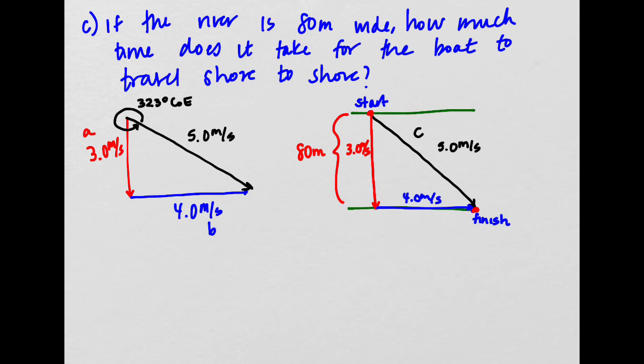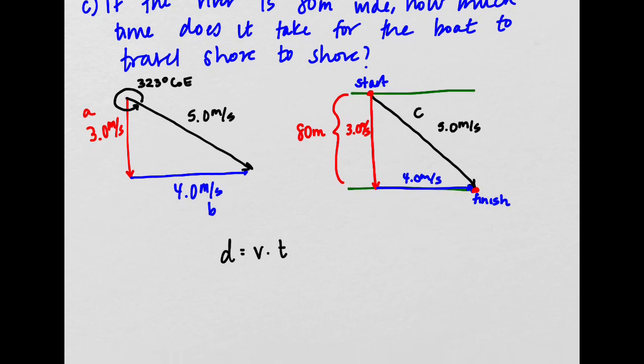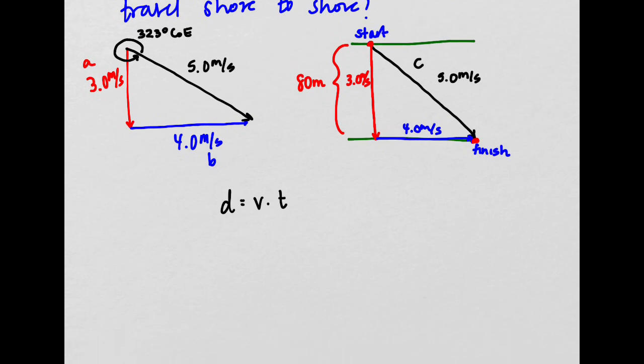All right, so if the river is 80 meters wide, how much time does it take for the boat to travel shore to shore? In order to solve for this, we have to do a couple of steps here. First, we need to remember that distance equals velocity times time, right? So we have to rearrange this because we're just looking for the time that it takes to cross the river. Divided by V, so we get D divided by V equals T.